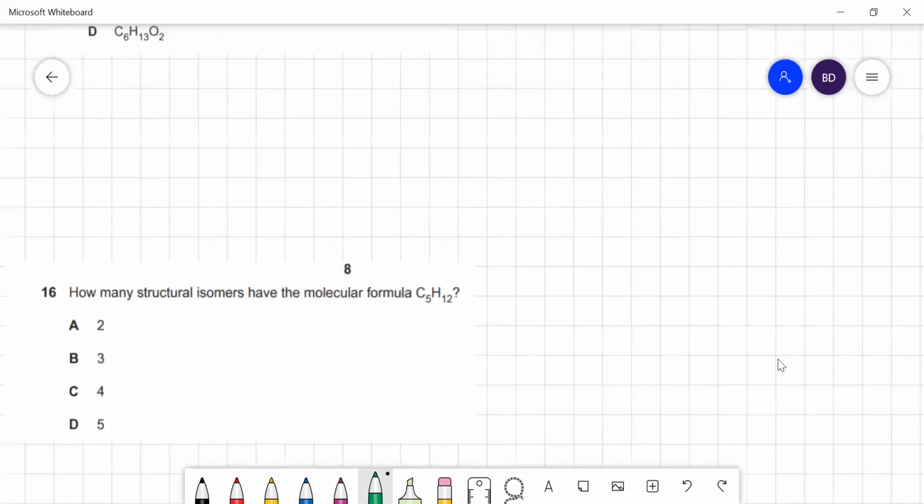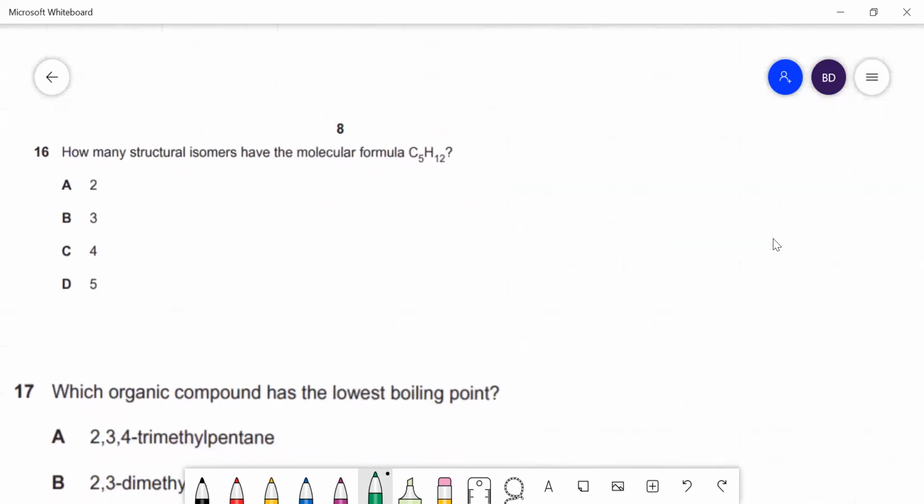Now, how many structural isomers, so not stereo, have the formula C5H12? Right, so that's saturated, so you don't have to worry about double bonds. You can tell it's saturated because it's CnH2n+2 hydrogens.